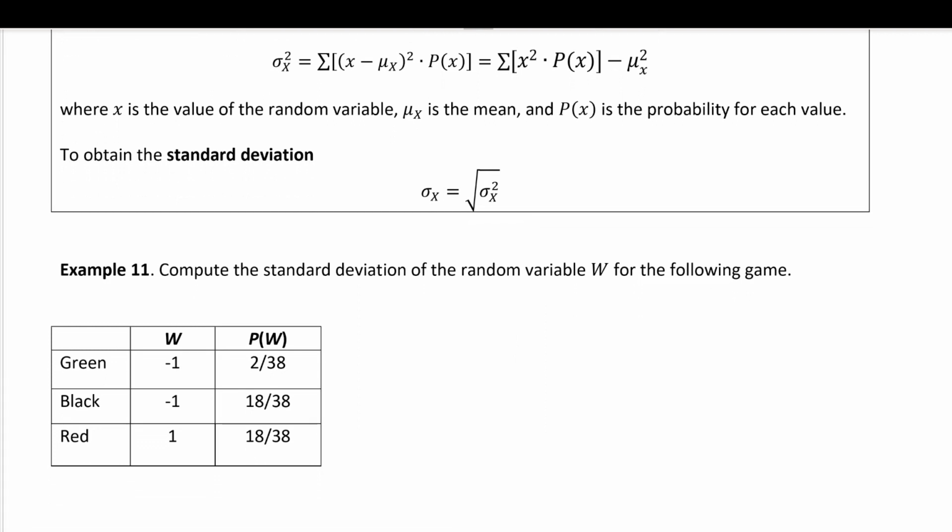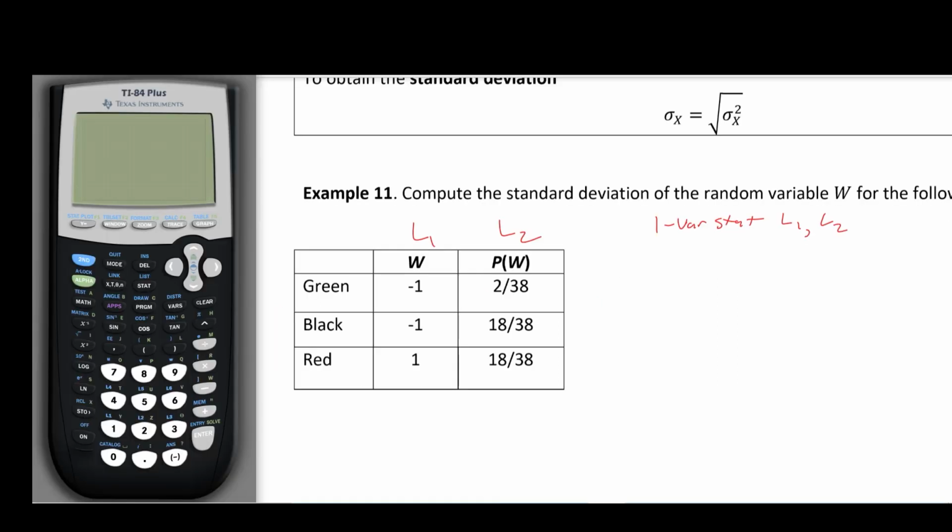So in the calculator, we're going to use 1-Var Stats. If you're using the TI-83, you're going to put in L1 if this is L1, comma L2 if this is L2. And if you have a more modern calculator, it'll actually give you a menu in which you put in your list and your frequency list. So let's go ahead and switch over to the calculator here.